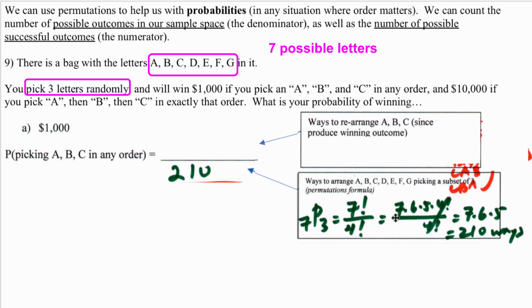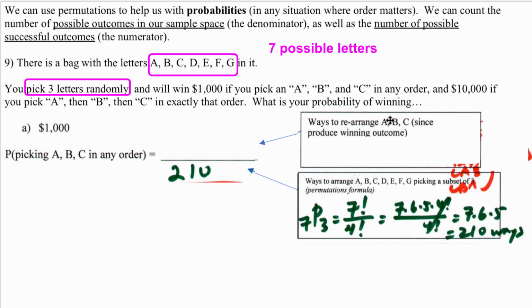Again, you could just use the multiplication counting principle instead and say, I've got 7 possibilities for the first letter, 6 possibilities for the second letter, 5 for the third letter. That's fine as well. So again, you're counting the total number of ways to pick 3 letters from 7. And then let's think on the top, in the numerator, how many possible ways are there for success? Now, how many different ways can you get an A, B, or C in any order? Now, this is so small, you could actually just count the sample space. But we can also use the multiplication counting principle or the permutations formula.